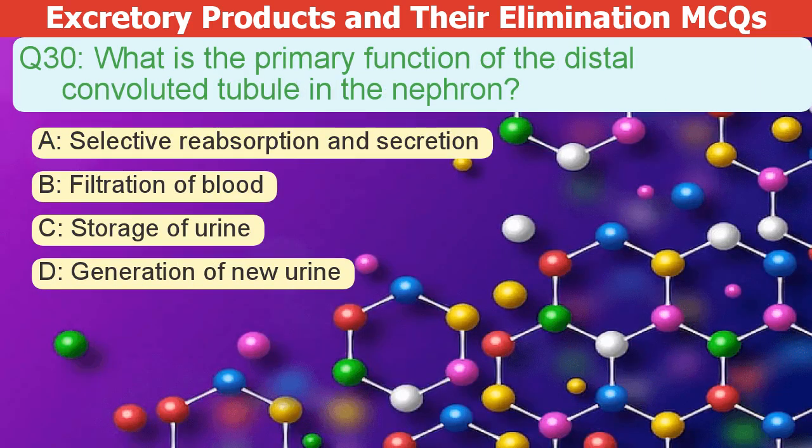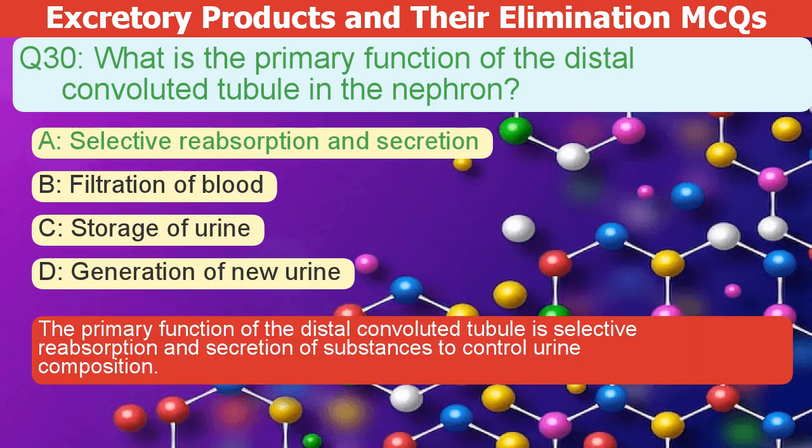What is the primary function of the distal convoluted tubule in the nephron? A. Selective reabsorption and secretion. B. Filtration of blood. C. Storage of urine. D. Generation of new urine. The correct answer is A. The primary function of the distal convoluted tubule is selective reabsorption and secretion of substances to control urine composition.